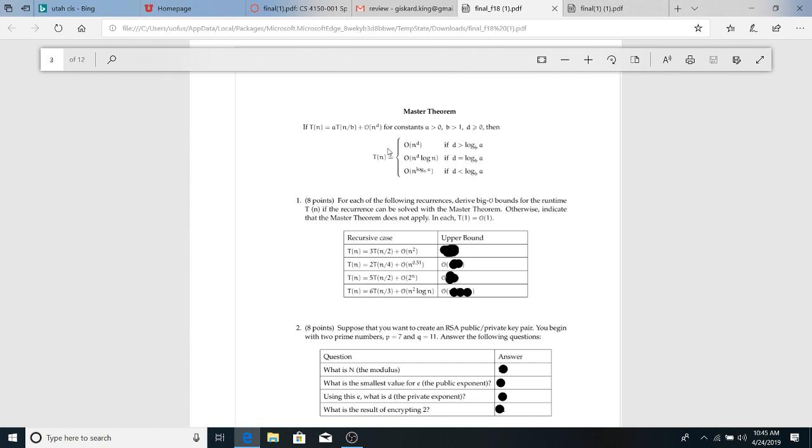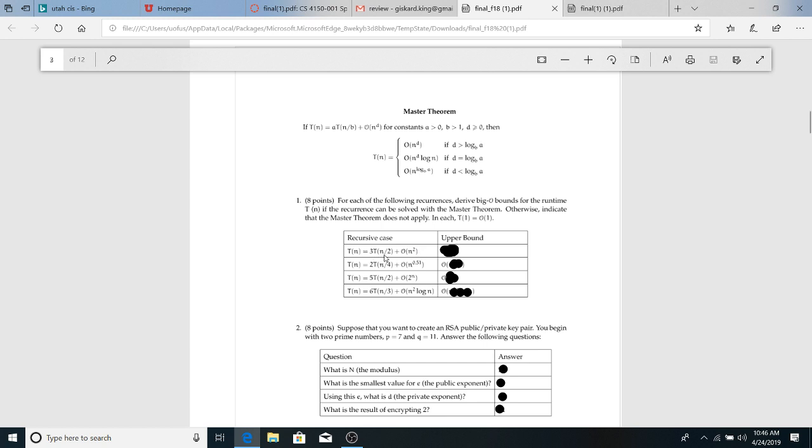But the idea is that you can find some upper bound based on a recursive relation, right? And so the idea you really want to find is A, B, and D, right? That's going to be the important key factors in each one of these questions, right? So B is how much you're reducing your problem by, whether it be a half, a quarter, an eighth. And then A is the number of times you call that recursion. And then D is the exponent of how much work you're doing at each level, right?